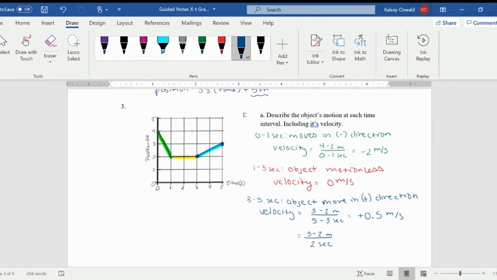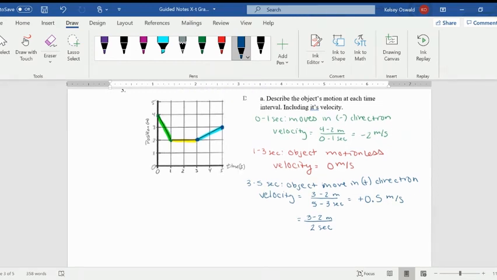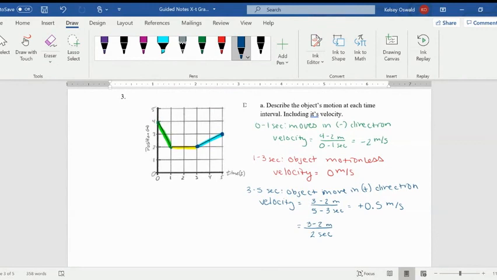Okay. So for tomorrow, you guys will finish the rest of this packet. So just getting more practice finding our distance, our displacement, our speeds, and our velocities by using a position versus time graph. Please let us know if you have any questions.